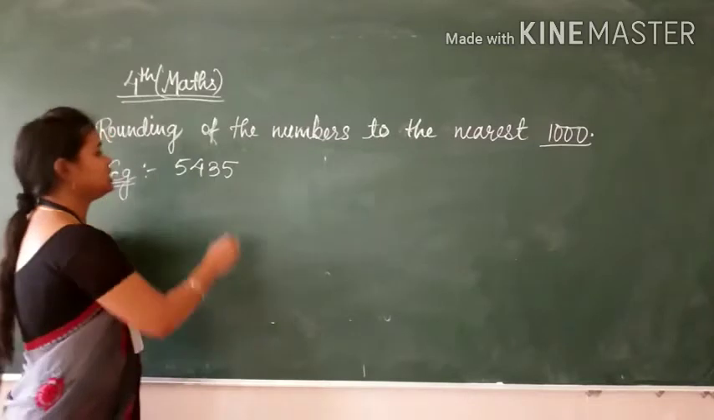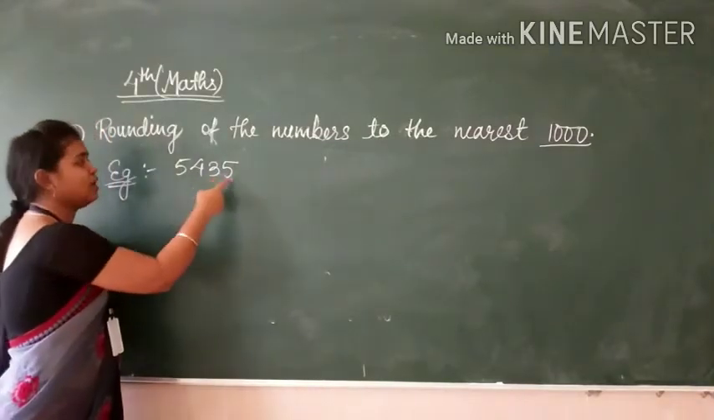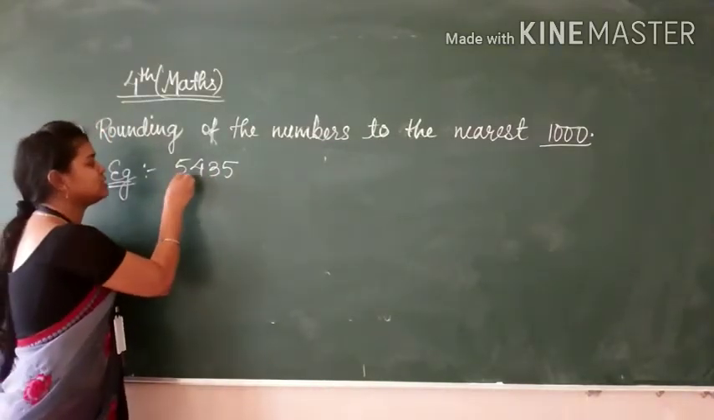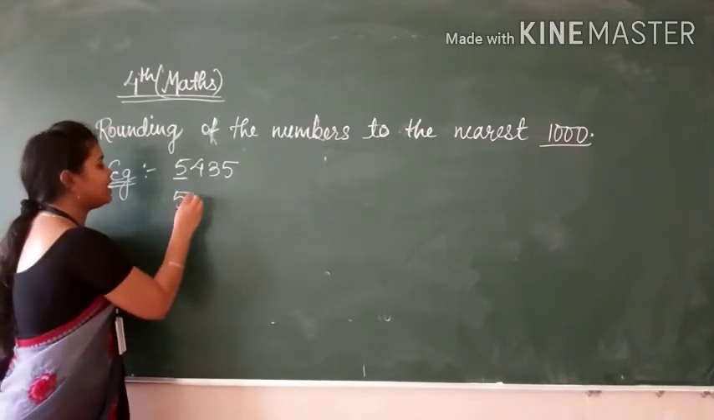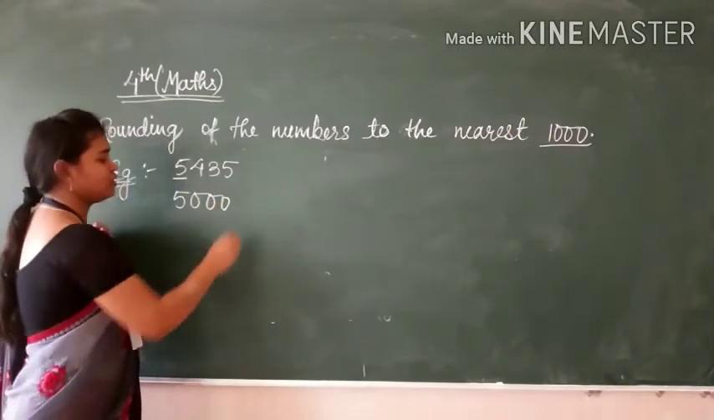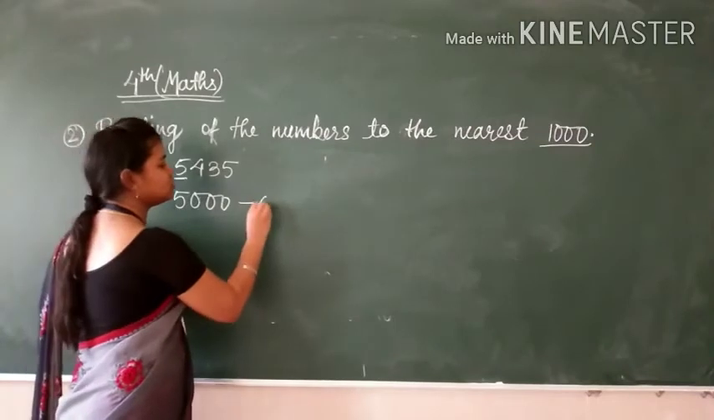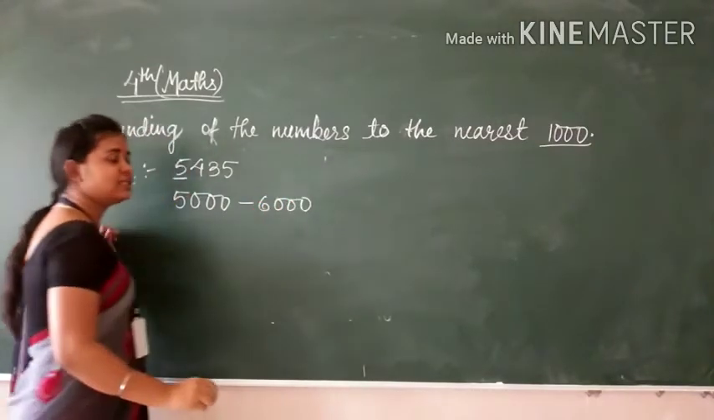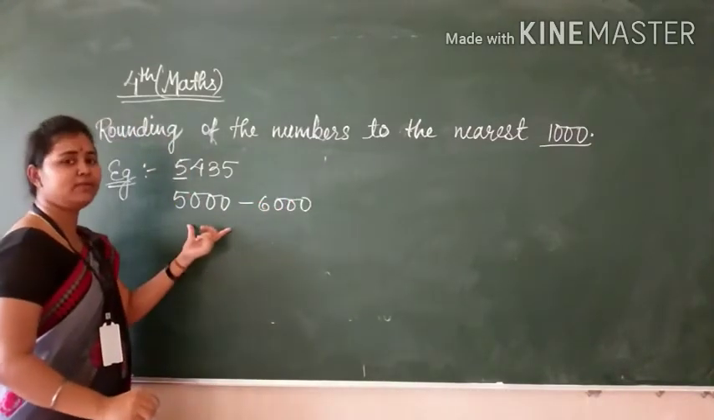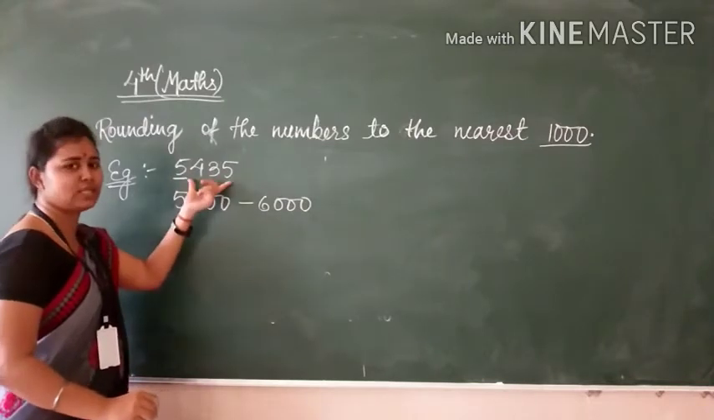So we have to see the thousands place now. Ones, tens, hundred and thousand. This is the thousands place. So 5 and the rest will be 0. The range will be 5000 to 6000. So see, in between this range this number will come.